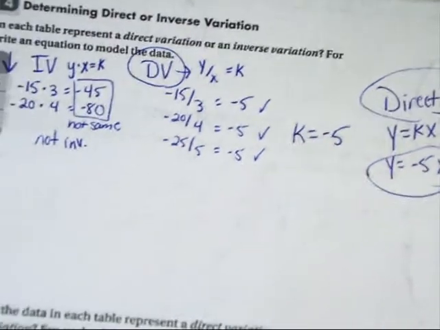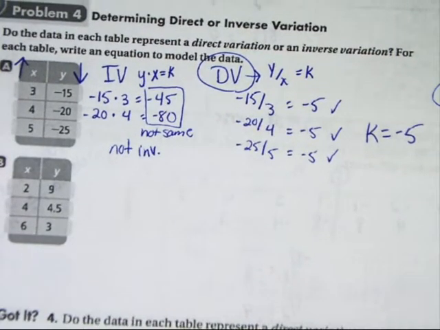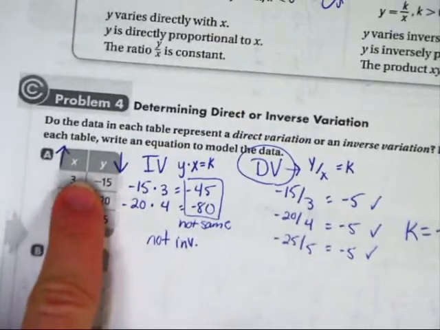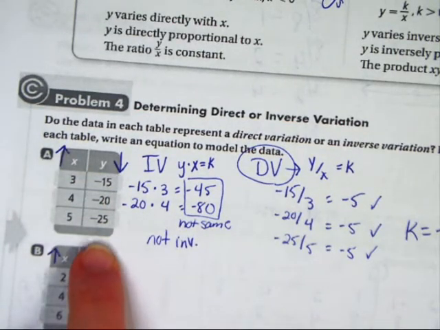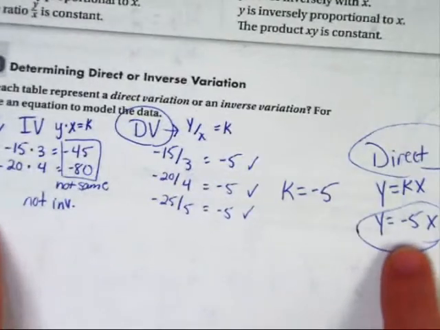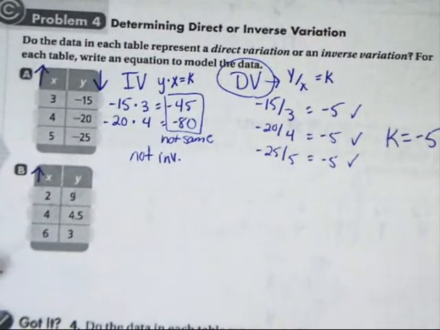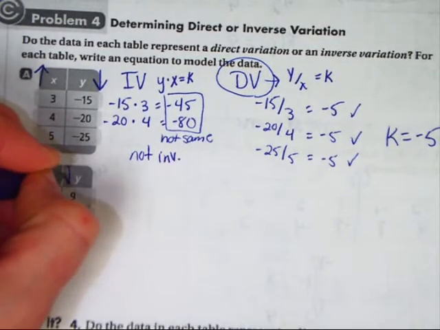Let's do the same thing in B. In part B, I like to notice that x is increasing. Now you might say, why is it here that one was increasing and the other was decreasing? That's because this was a negative constant, okay? Let's take a look at part B. X is increasing, y is decreasing.